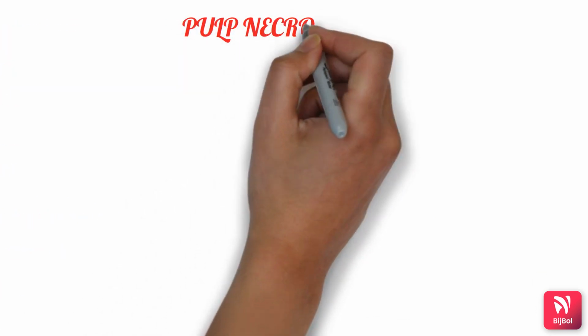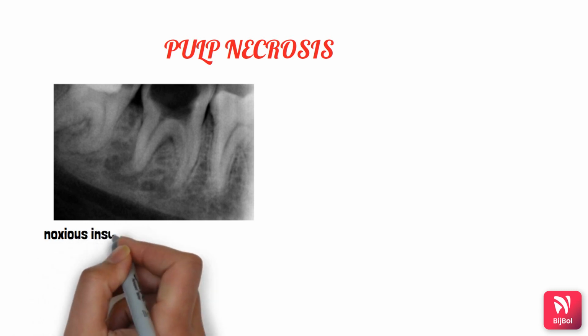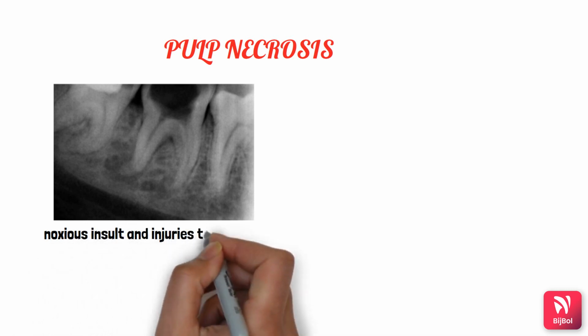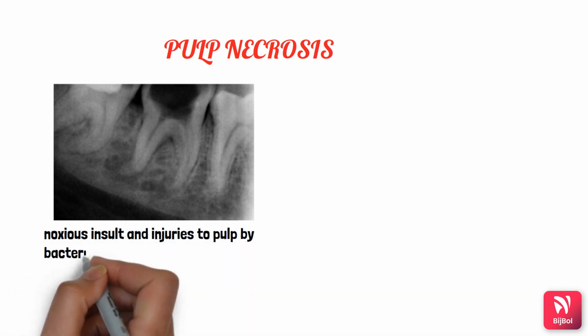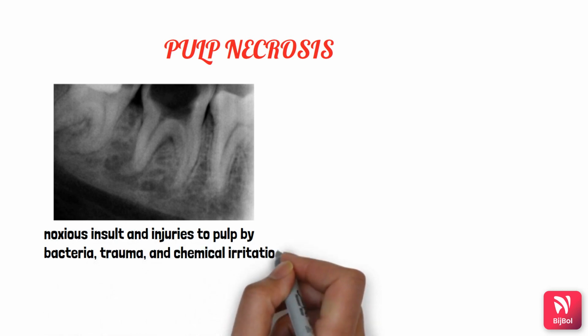Next, we'll see about the pulp necrosis. If you see the pulp necrosis, it is the death of the pulpal tissues. So it's a noxious insult and injuries to the pulp by the bacteria, trauma, and the chemical irritation. And it is of two types.